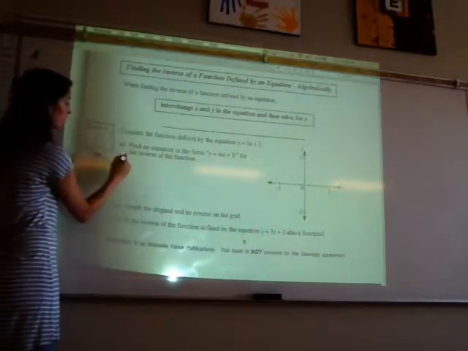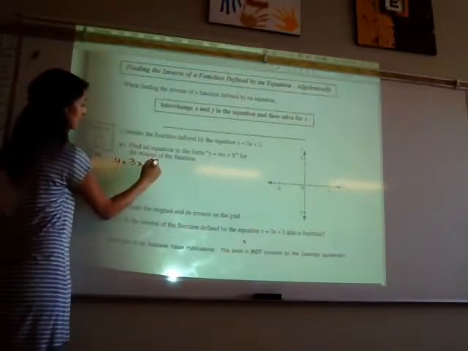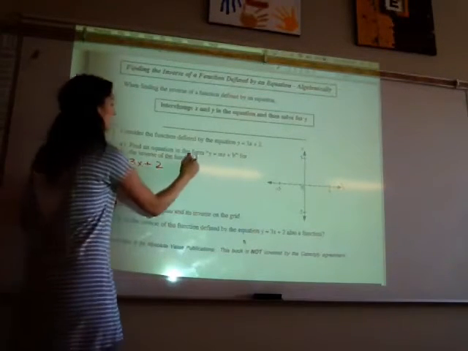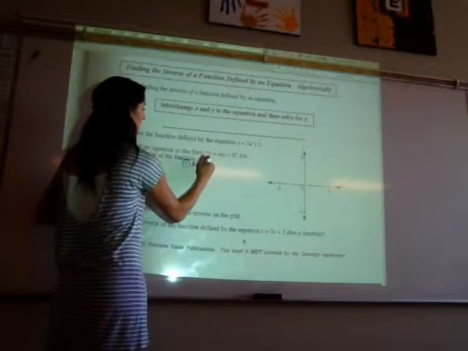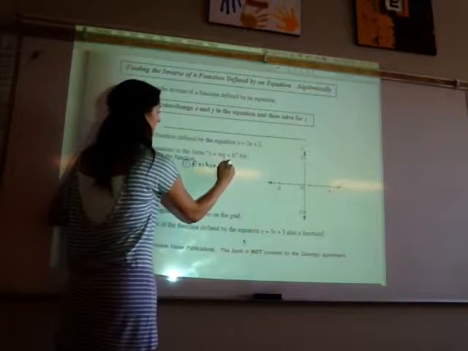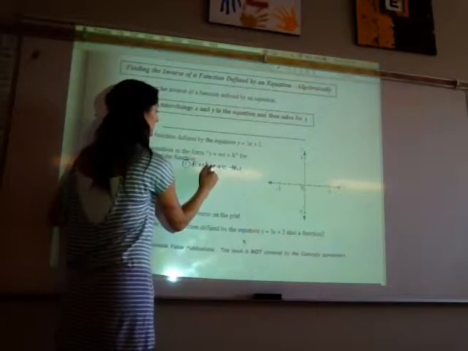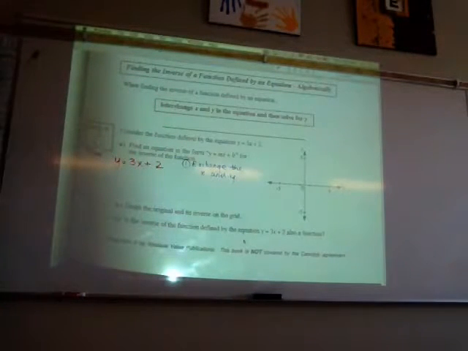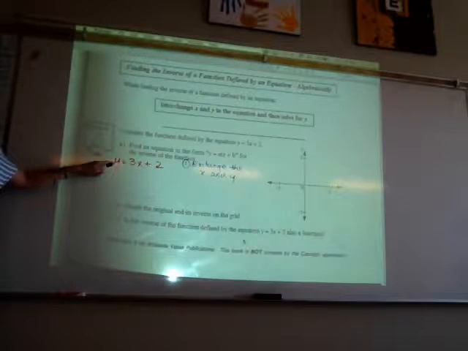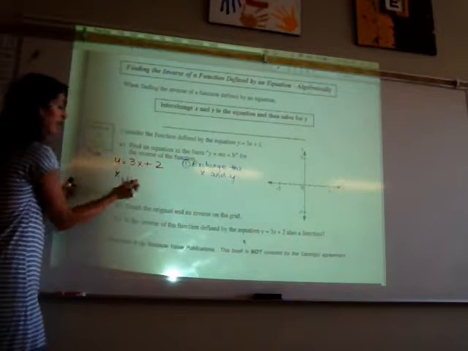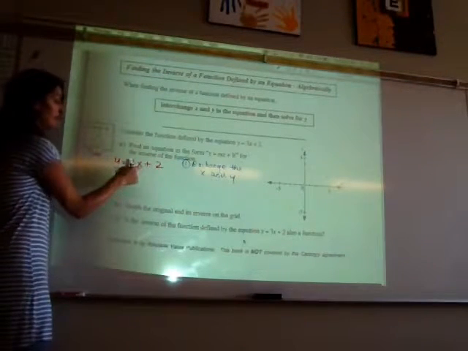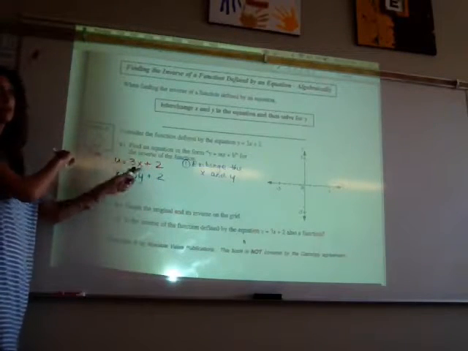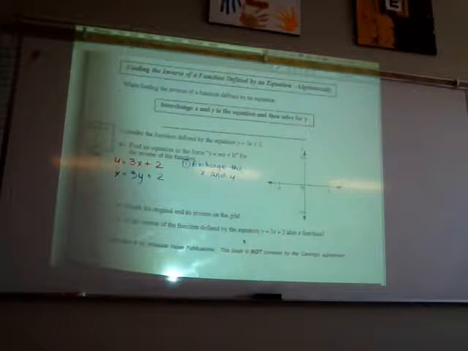Okay, so if we started with y equals 3x plus 2, the first step to finding the inverse is you're going to exchange the x and y. So now you see a y, now you don't. It's going to be an x, and then this x will turn into a y. So we're literally just switching where the x and the y were located.